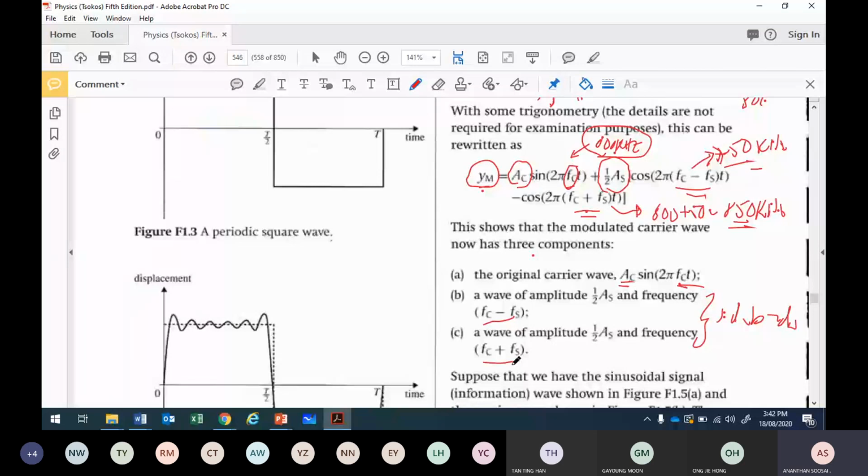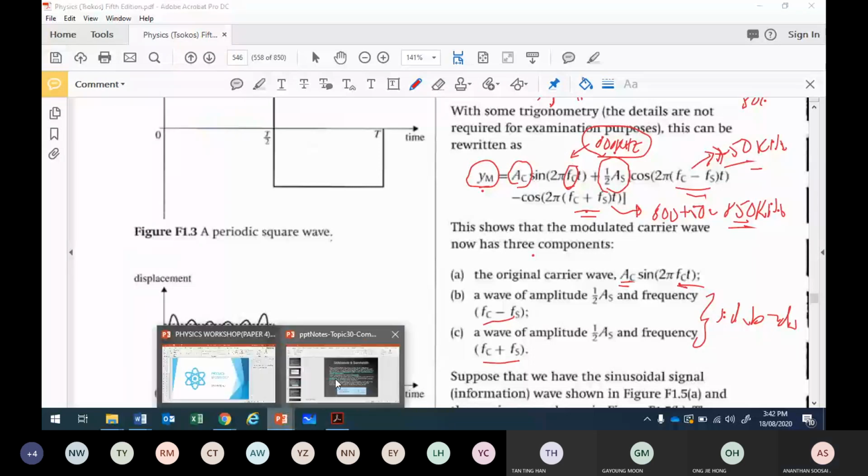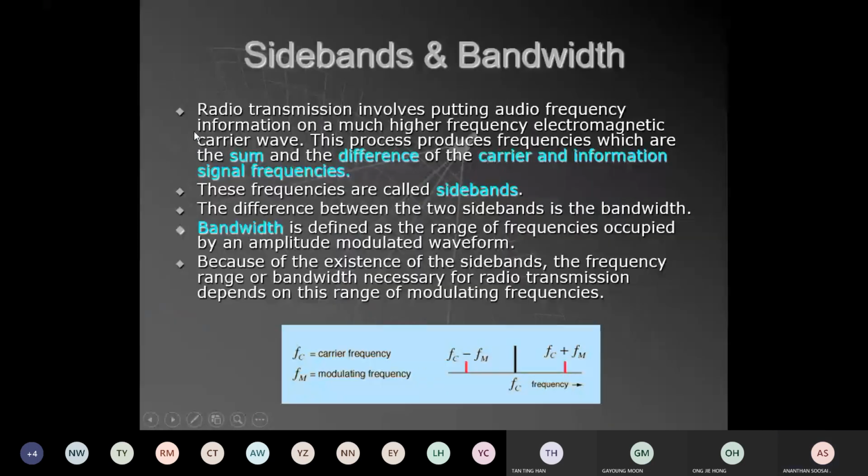Okay, so this is the frequency difference. In the exam, they won't ask you this derivation. I go back, so you see this slide again. You look at the first paragraph. Radio transmission involves putting an audio frequency information on a much higher frequency electromagnetic carrier wave, the one adding the formula I showed you just now. This process produces frequencies which are the sum and the difference of the carrier and information signal frequency. Sum, FC plus FM. Difference, FC minus FM. FM is the signal information. The book stated FS just now, here it is FM, the modulating frequency.